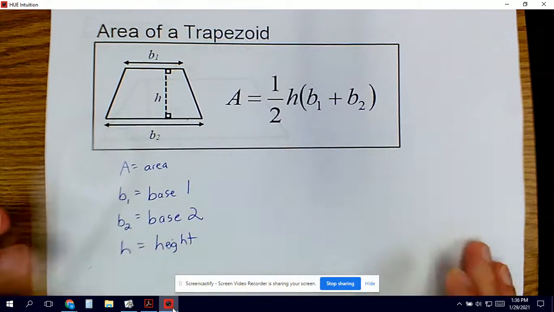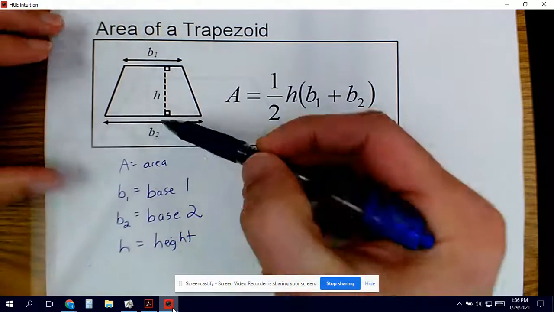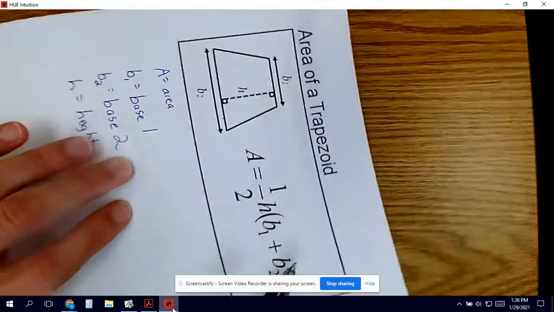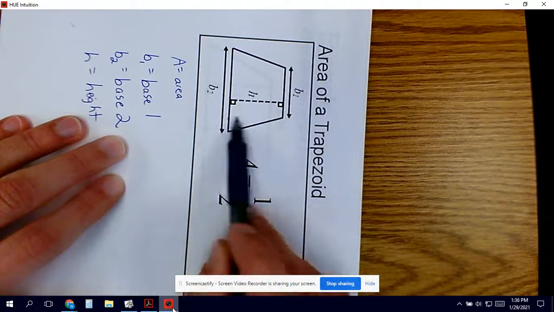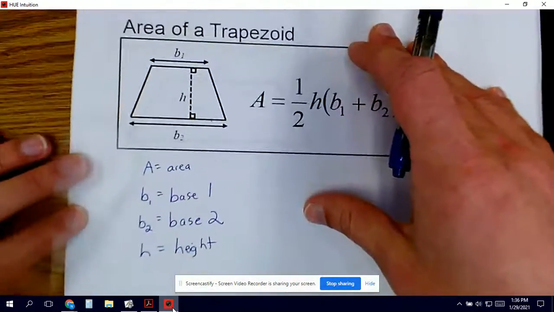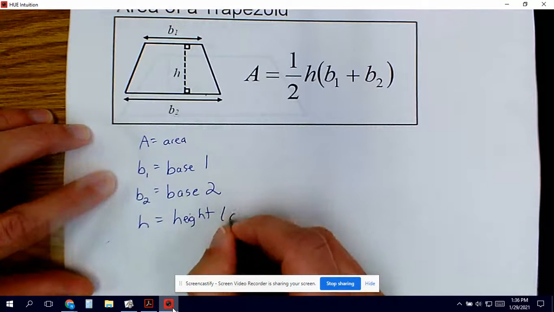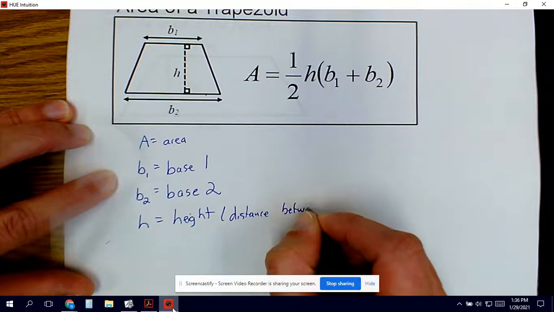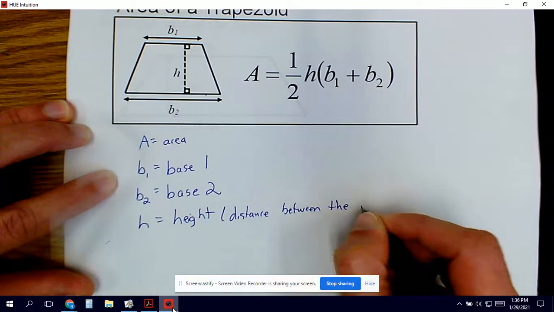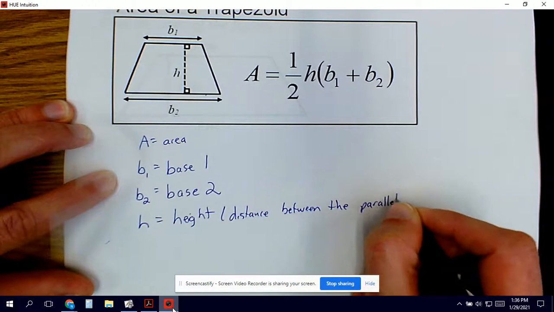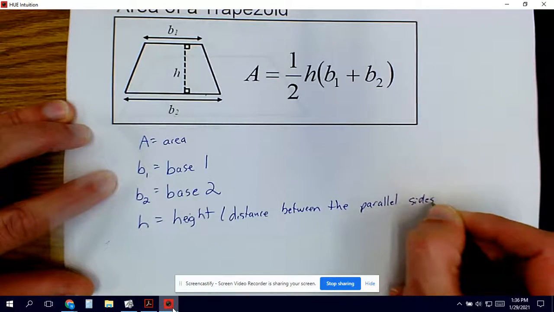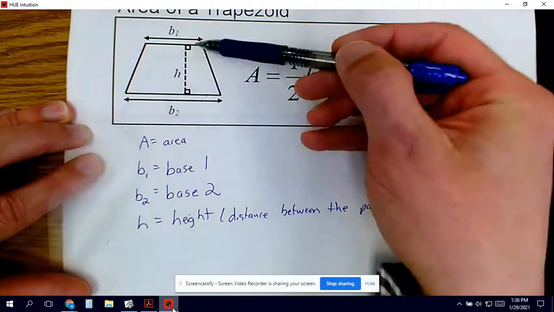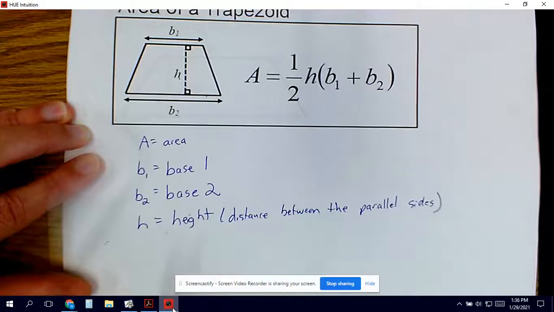And don't think of the height as how tall a trapezoid is, because again, the trapezoid could be rotated 90 degrees sideways. The height instead, think of the height as the distance between the parallel sides. So how far apart are the parallel sides in your trapezoid? That measure will always be your height.